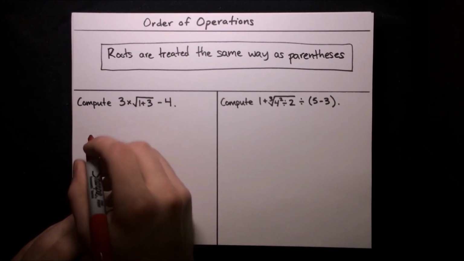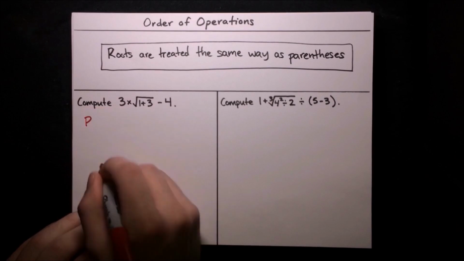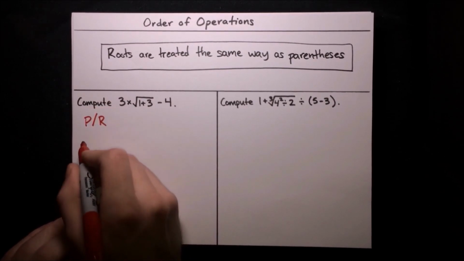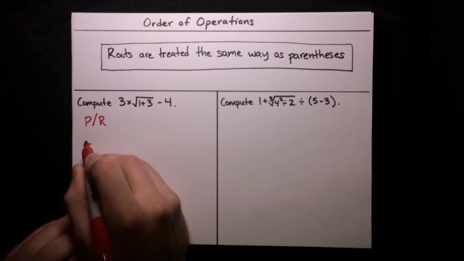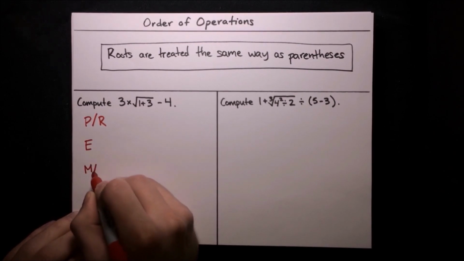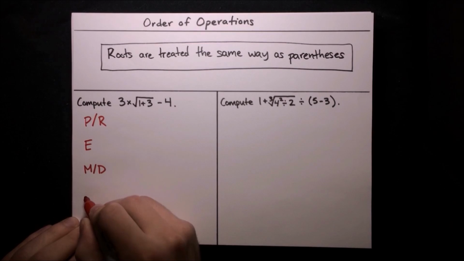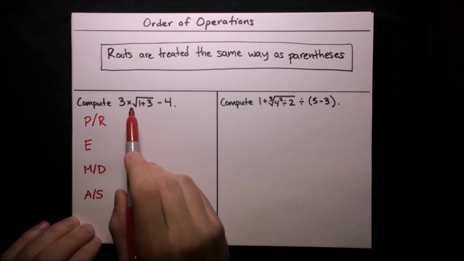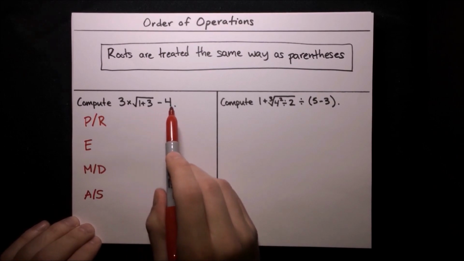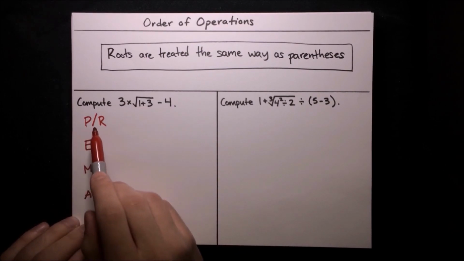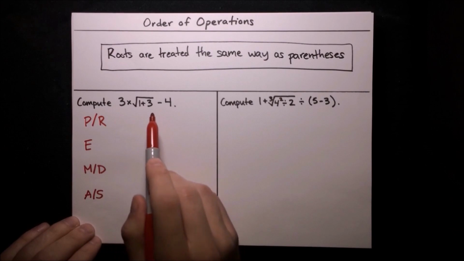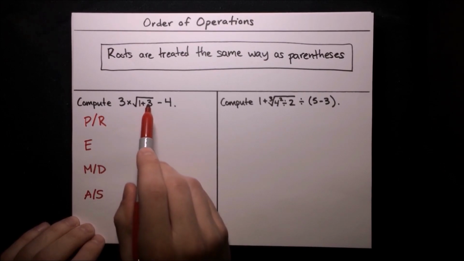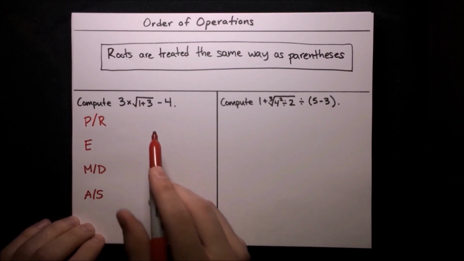So let's write down the order of operations: parentheses, and we'll put and roots here, parentheses and roots, then exponents, and then multiplication and division, and then addition and subtraction. All right, so in 3 times the square root of 1 plus 3 minus 4, we do first parentheses and roots from left to right. There's no parentheses, but here's a root here, so we need to compute that root first. So let's just evaluate what the inside of the root is first.